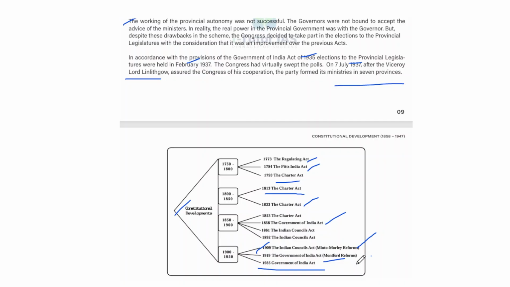Okay, so this is all about this unit and the constitutional development of India from 1858 to 1947. So in this chart there is 1750 to 1950. Okay, so 1935 the Government of India Act. Then after that 1947 there is independence, right?